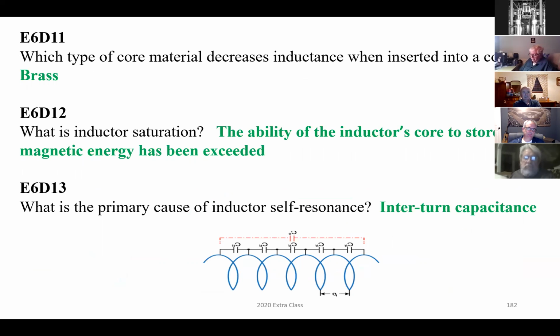Number 11, what type of core material decreases inductance when inserted into the coil? That's B, brass. Okay, number 12. What is inductor saturation? It's going to be C, the ability of the inductor's core to store magnetic energy has been exceeded.